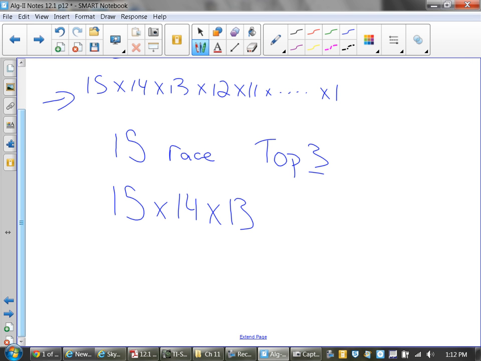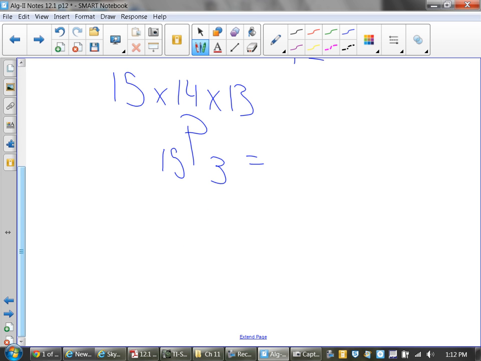He has to go first, second, third. What this meant was 15 permute 3, 15P3. And what that stands for, algebraically, is 15 factorial divided by (15 minus 3) factorial. 15 factorial stood for 15 times 14 times 13, and so on.